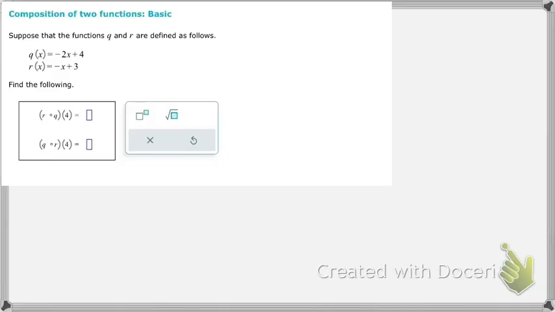In this video, we are going to look at a function operation called composition. Maybe you've looked at addition, subtraction, multiplication, division of functions. Here we are doing the composition of functions.